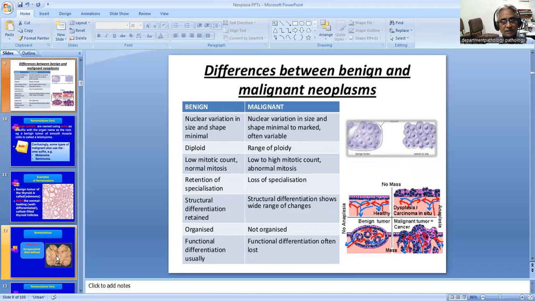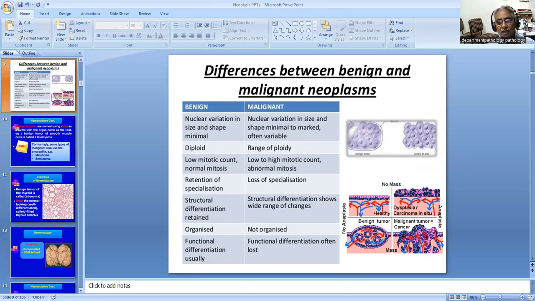Specialized functions of the cells are retained in the benign neoplasm, while the specialization is lost in the case of malignant cells. Structural differentiation is retained in the benign, while structural differentiation shows a wide range of changes in the malignant cells. In the benign, the cell mass is well organized, while in the case of malignant, it is not organized, and functional differentiation is found in the case of benign cells, while functional differentiation is usually lost.